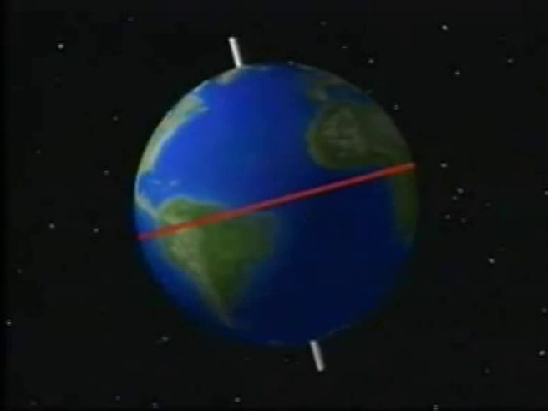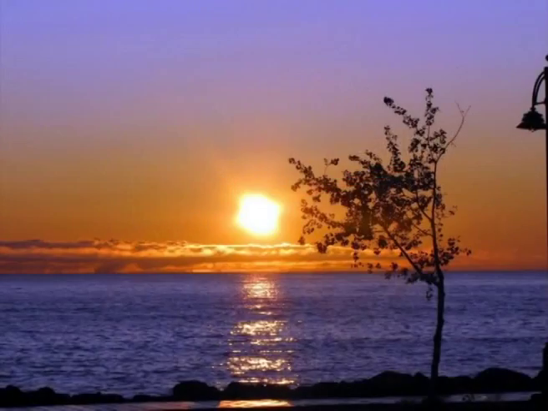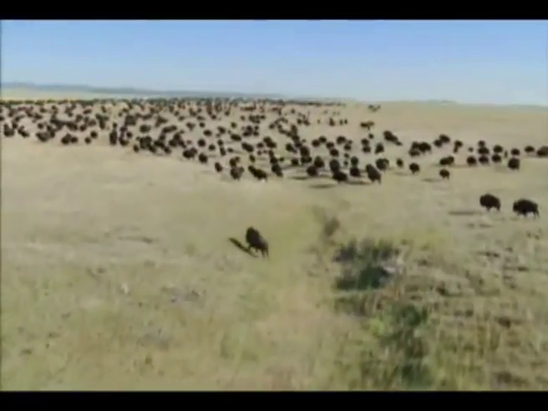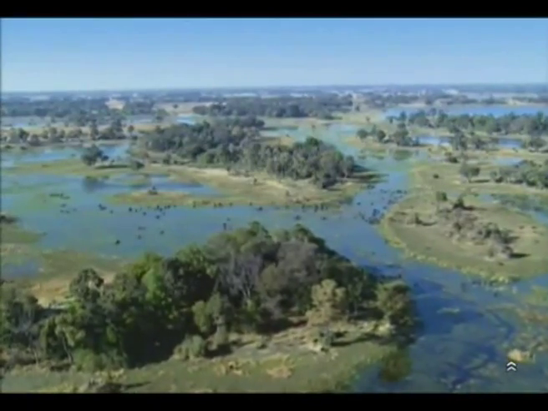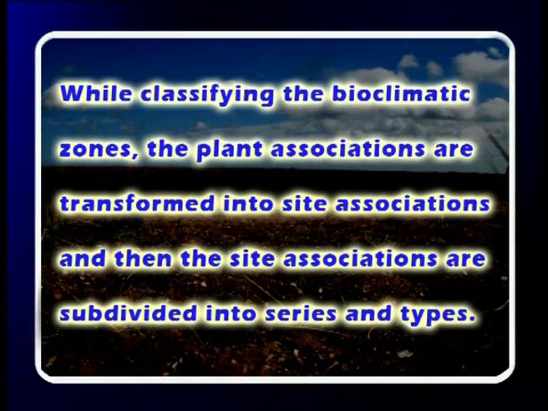There is also a temperature gradient from the equator to the poles because of the Earth's orientation towards the sun. The biological communities align themselves towards these temperature gradients. While classifying the bioclimatic zones, the plant associations are transformed into site associations, and then the site associations are subdivided into series and types. These are done using biogeoclimatic and edaphic characteristics.